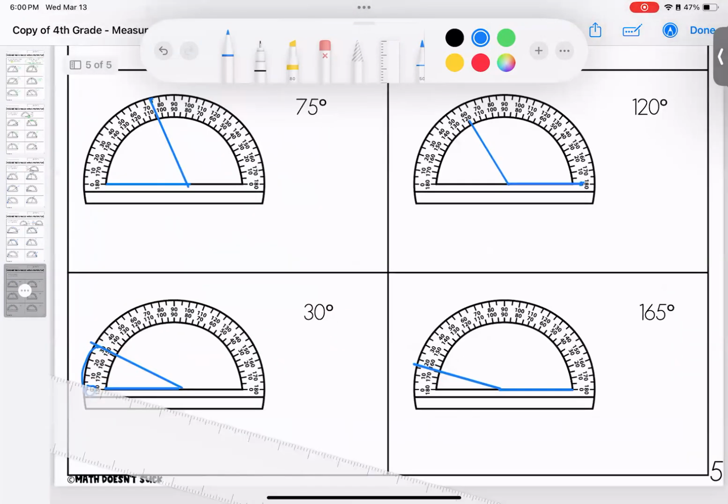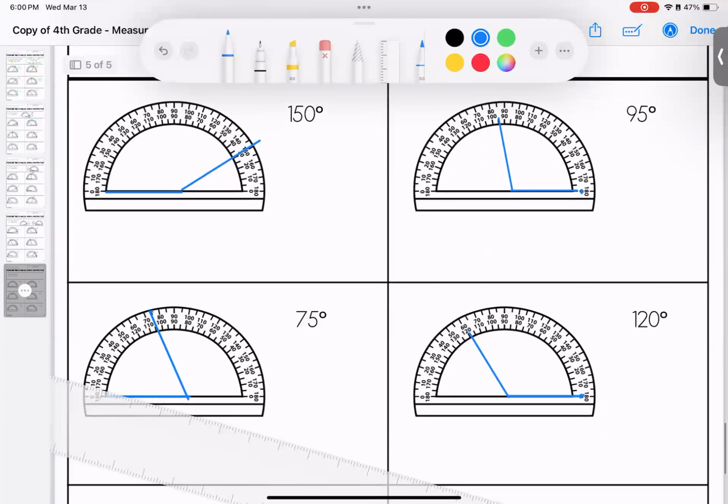165. If you have questions, bring them with you to class.